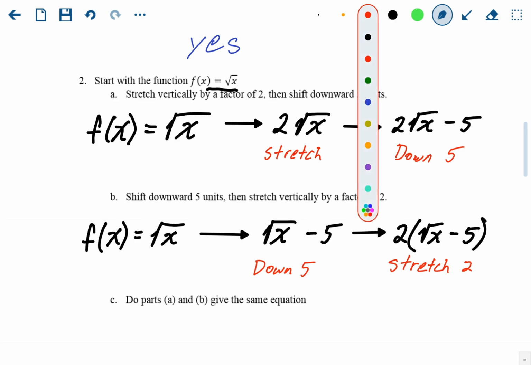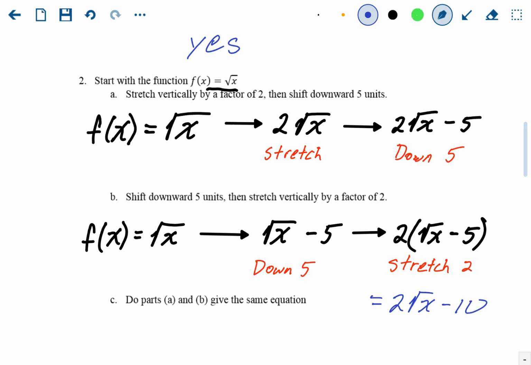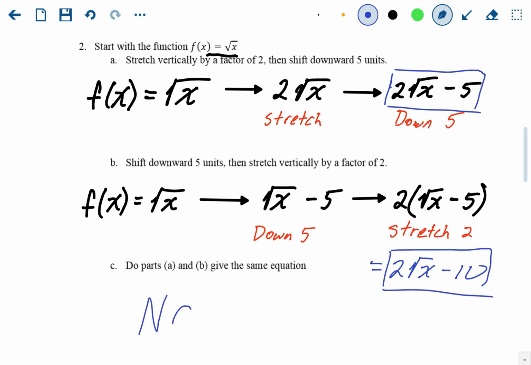Alright, so now if we compare those two, first we'll distribute the 2 and make it in the same form. And now we compare the two, we have 2 square root of x minus 5 and 2 square root of x minus 10. Those are not the same, even though we did the same operations. So why didn't it give us the same thing? It's the same down 5 vertical stretch versus vertical stretch and then down 5.